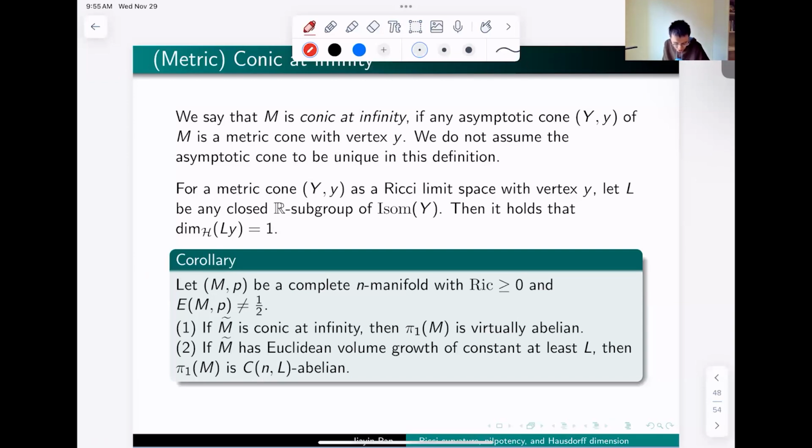And if the universal covering has Euclidean volume growth of constant v, positive, well, Euclidean volume growth is always positive, then it follows from the work by Cheeger and Colding that all these asymptotic cones must be metric cones. And in this case, we can say a bit more than virtually abelian: we can bound the index of this abelian subgroup by some universal constant C(n, v), where n is the dimension and v is the growth rate here.